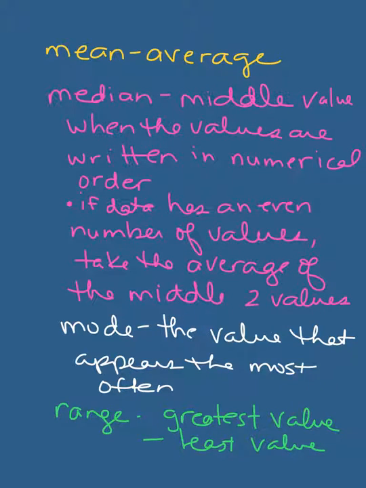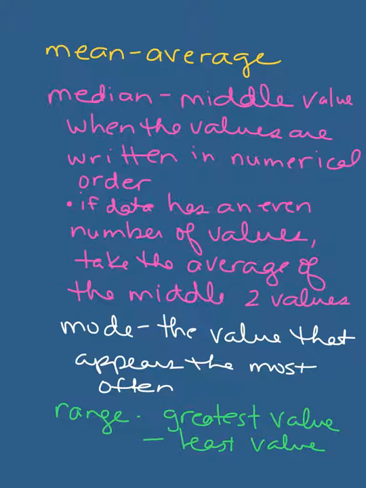The mean of a set of data is the average. We're going to add all the numbers up and divide by the number of values there are. The median is the middle value. So what we'll do is put the values in numerical order and find the one in the middle. And if the data has an even number of values, we're first going to find the middle two values, and then take the average of those two.